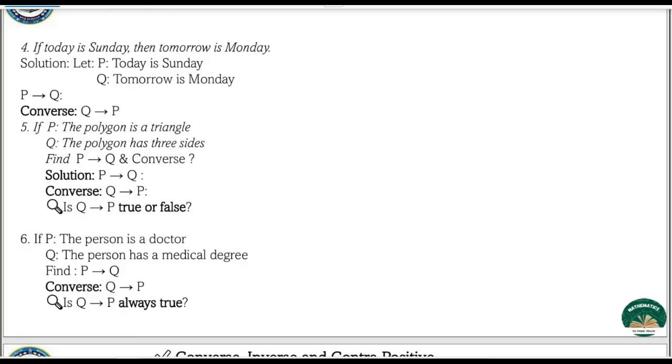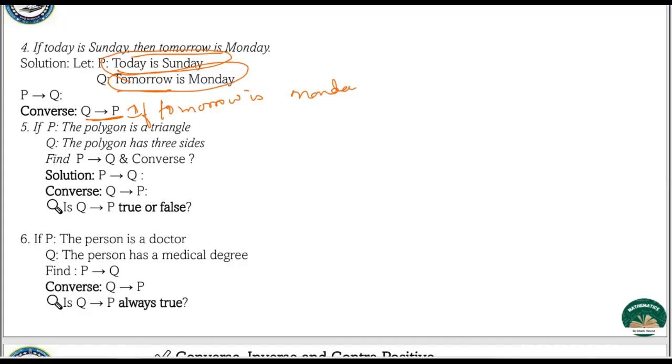Next one: if today is Sunday, then tomorrow is Monday. How do we write it? P is today is Sunday, Q is tomorrow is Monday. What will be the converse of P implies Q? We will write: if tomorrow is Monday, then today is Sunday.